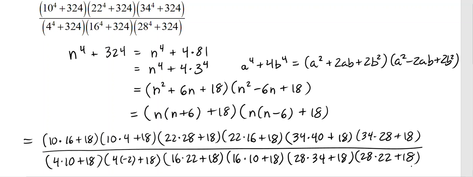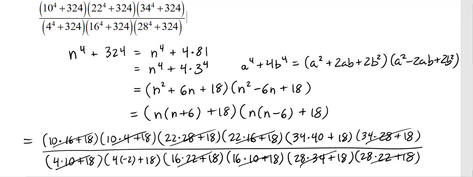Well, you'll notice some common factors in the numerator and denominator. For example, the 4 times 10 plus 18 cancels here and here. There's also a 10 times 16 plus 18 here and down here. There's a 22 times 28 plus 18 right here and down there. There's a 22 times 16 plus 18 here and here. There's a 34 times 28 plus 18 here and here.